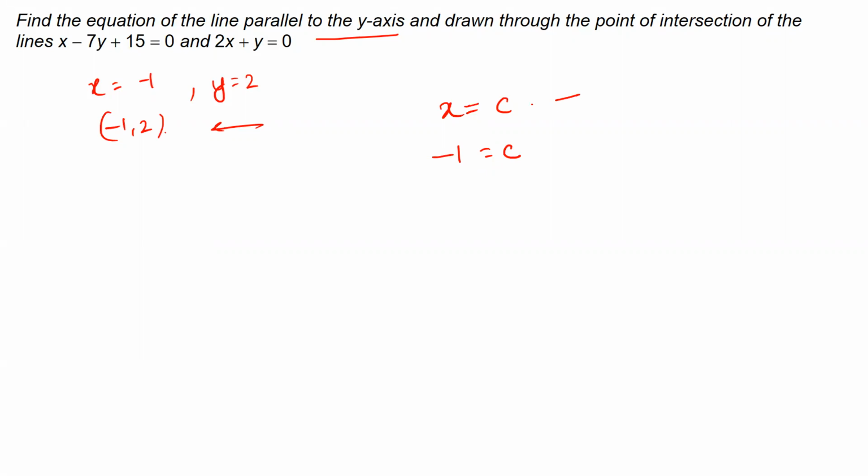So finally, plugging this value of c over here gives us the equation of the line, which is x = -1, or x + 1 = 0. This is the equation of the line we are interested in. Let's move on to another question.